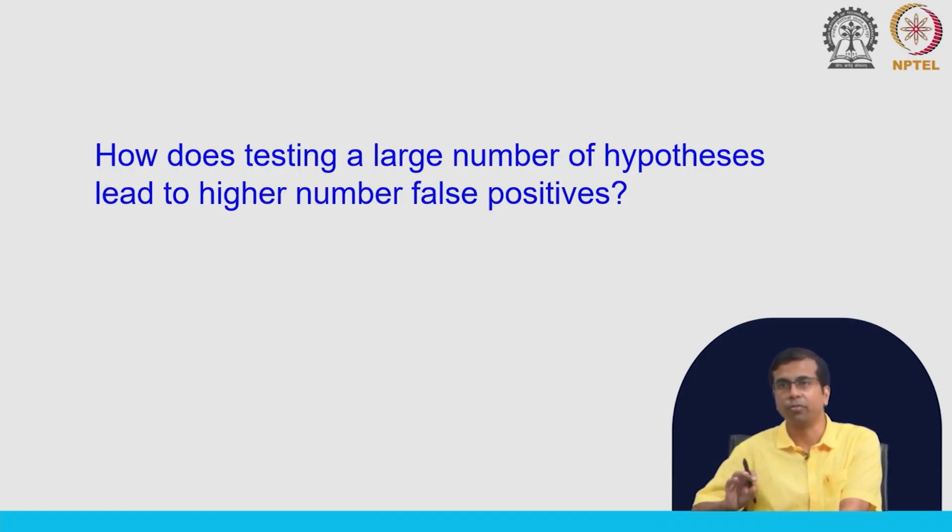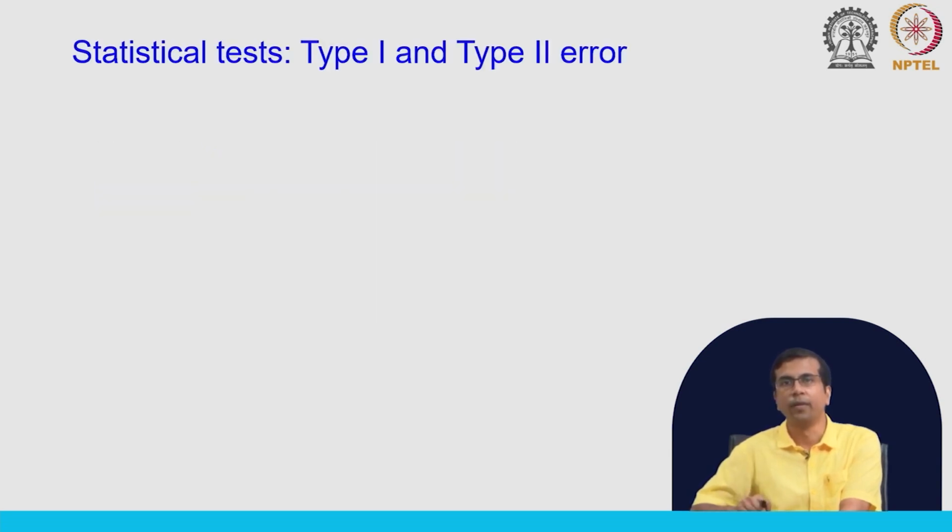So I will show you two ways this can happen. One is that the total number of false positives that you can expect will rise if you test a large number of hypotheses. In addition, the probability of getting a single false positive will also increase manifold. So these are the two points that I will show you now.